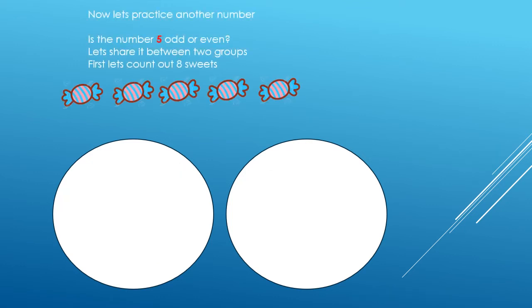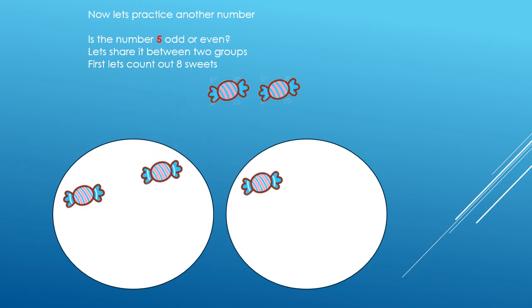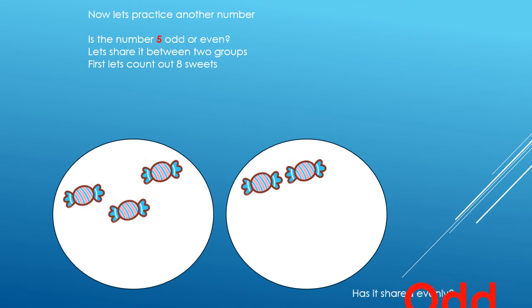Let's try this with another number. Now we have the number 5. Is 5 odd or even? So again, we have to make sure that we have got 5 sweets. And let's share them out into two groups. 1, 2, 3, 4, 5. Do we have the same number in each group? We don't. Here we have 3. And here we have 2, so we know it is not split evenly. It cannot split into 2, which makes this number odd.